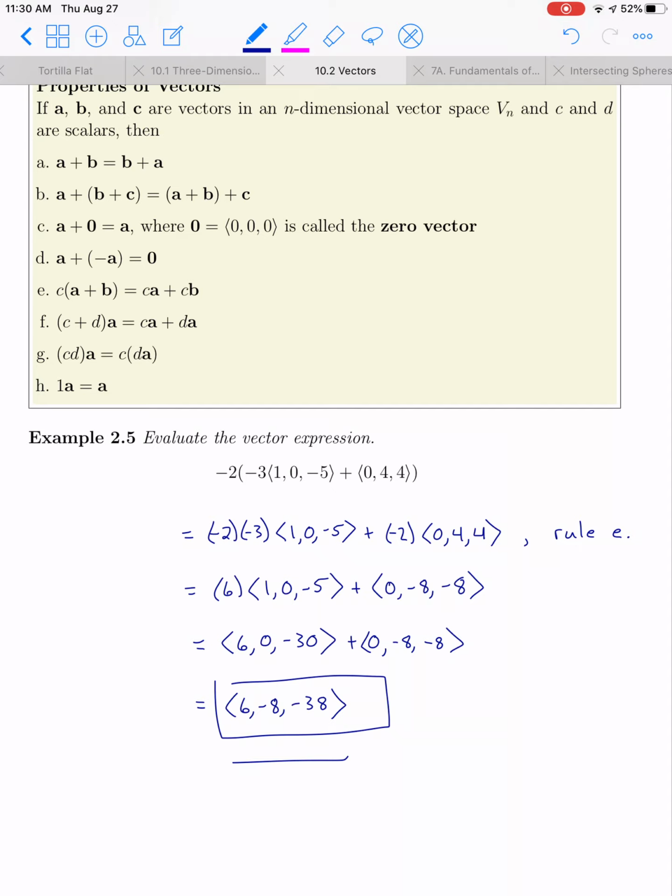Again, when you add vectors, you're just going to add them component-wise. 6 plus 0, 6. 0 plus negative 8, negative 8. Negative 30 minus 8, negative 38. So there's our simplification for that vector, writing it as a single vector now.